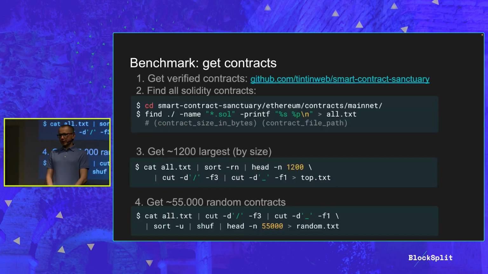So for that, I wrote a benchmark suite. I downloaded some verified contracts from GitHub and split them into two datasets. The first dataset is the top 1K largest contracts by size, because I thought if the contract size is large, probably it has a lot of functions, so a lot of non-trivial logic, and so on. And the second dataset is just 50K random contracts.